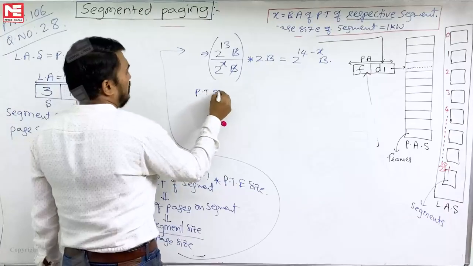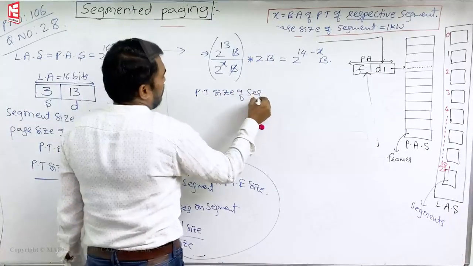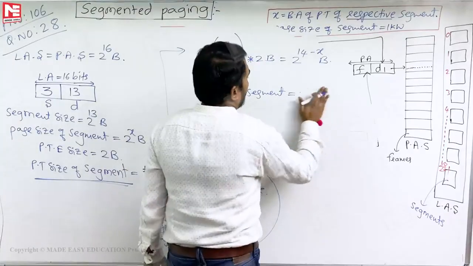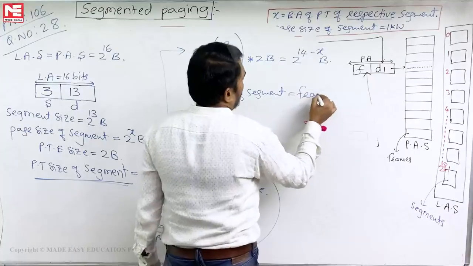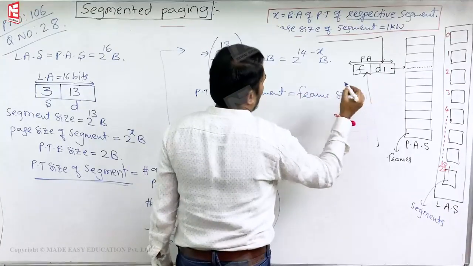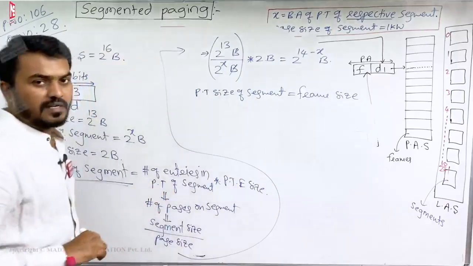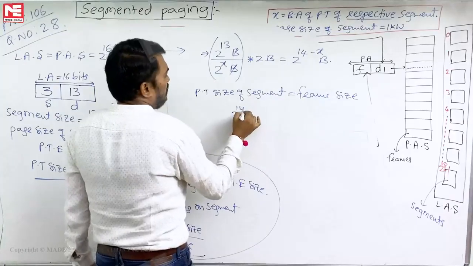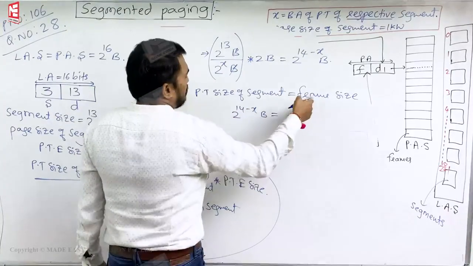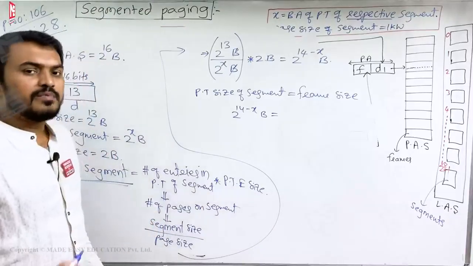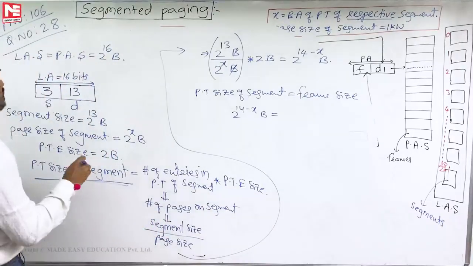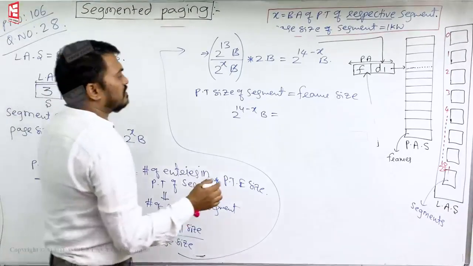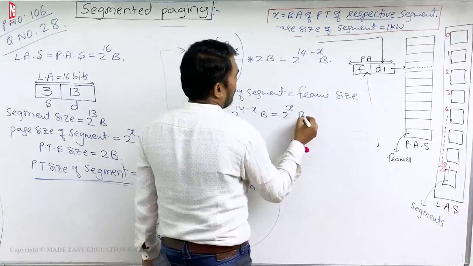So the page table size of segment must be equated with the frame size. He wants it to fit exactly inside the frame, so we equate it with the frame size. So how much is the page table size of segment? 2 power 14 minus x bytes. Frame size and page size are both the same. What is the page size we assumed? 2 power x bytes. So this must be equated with 2 power x bytes.